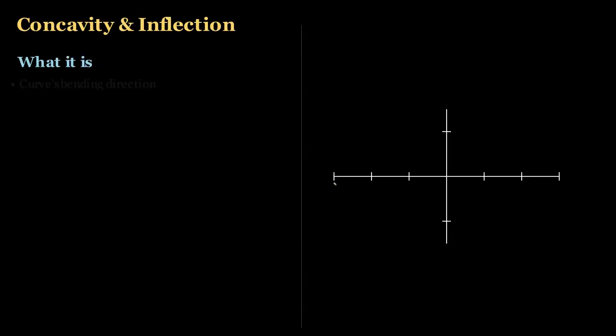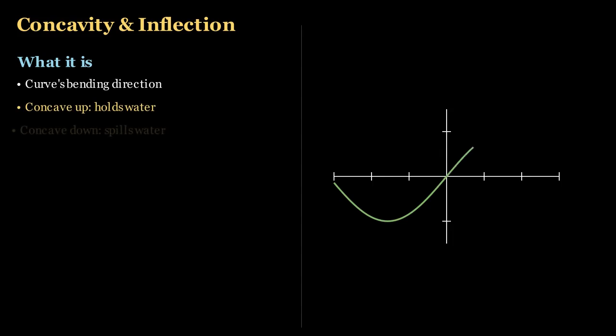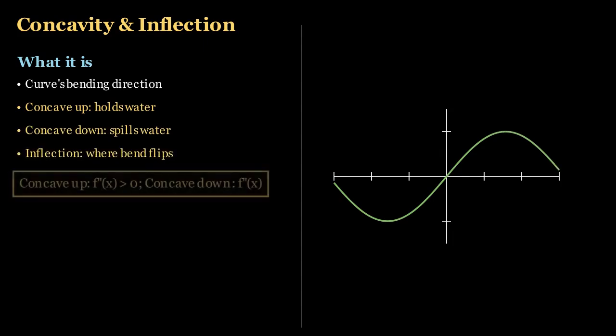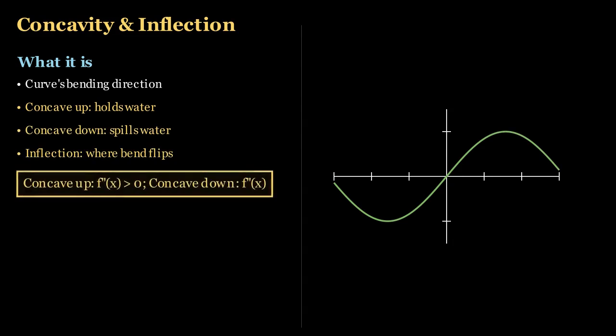Imagine you're holding a bendy piece of wire. You can curve it so it makes a little bowl that could hold water, that's what we call concave up. Or you can flip it over so any water would spill out, that's concave down. Concavity is just the name for which way the curve is bending. And right at the spot where the bend switches from holding water to spilling water, or the other way around, we call that an inflection point. It's the exact moment the curve changes its mind about which way to cup.